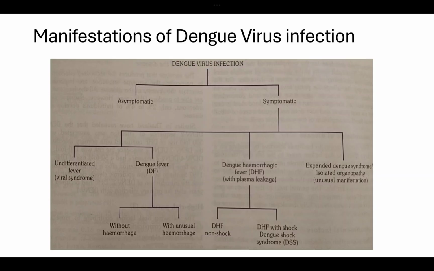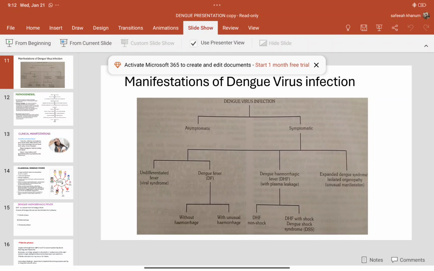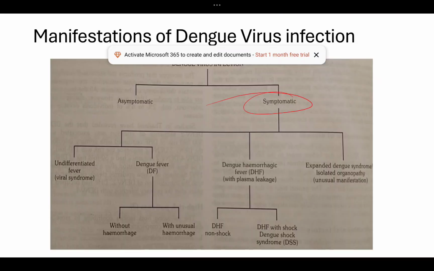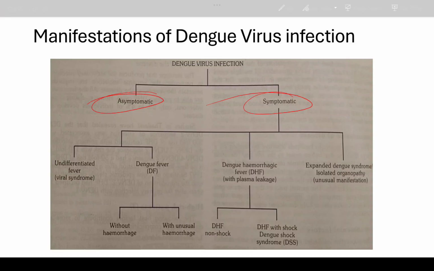Now, we'll see the manifestations of dengue virus infection. The dengue virus infection will manifest as an asymptomatic infection, and it will also be seen as a symptomatic infection.